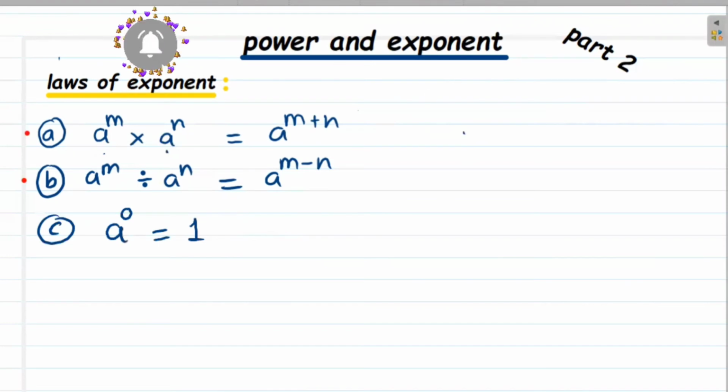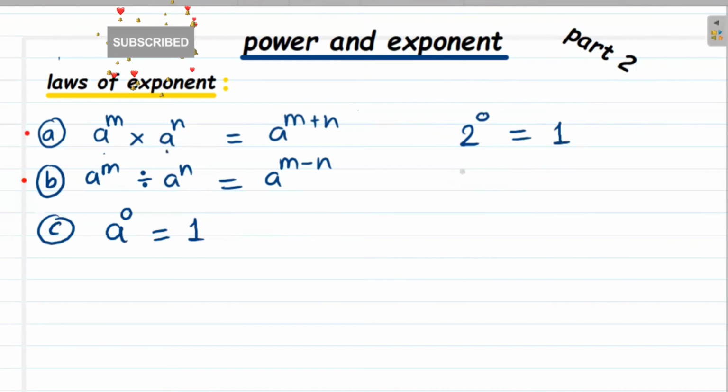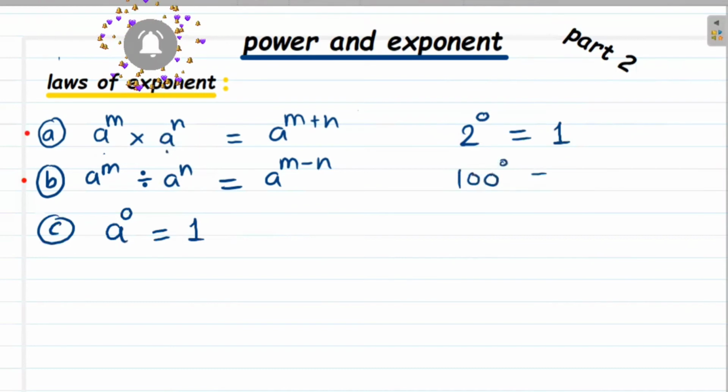For example, if I say 2 raised to 0, then the value is always 1. The base can be anything. It may be 100 also, but still your value will be 1. Okay. Now we can look at the logic behind this law.